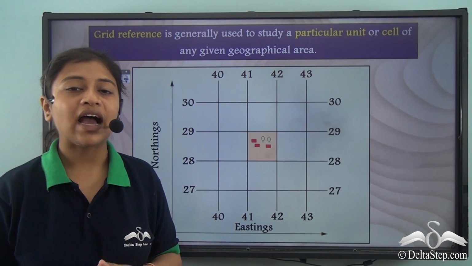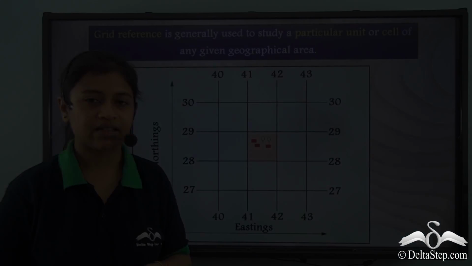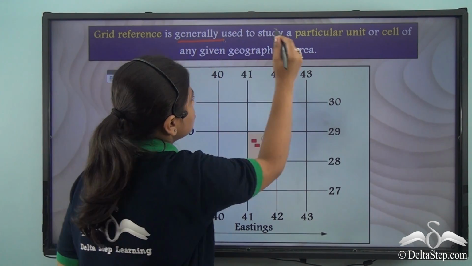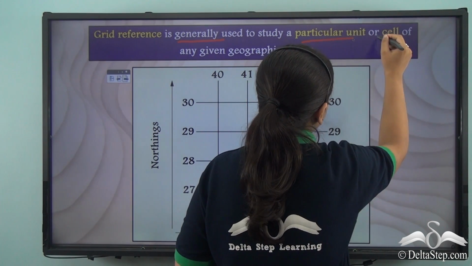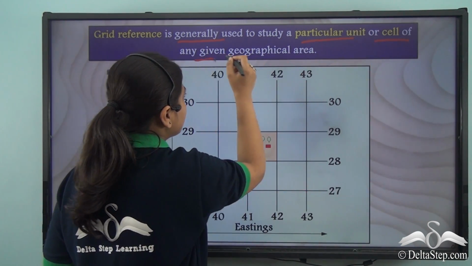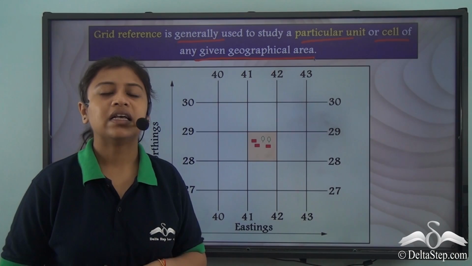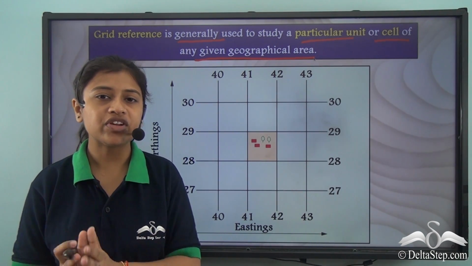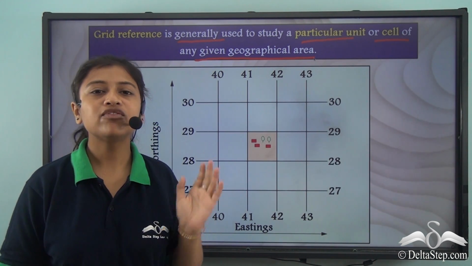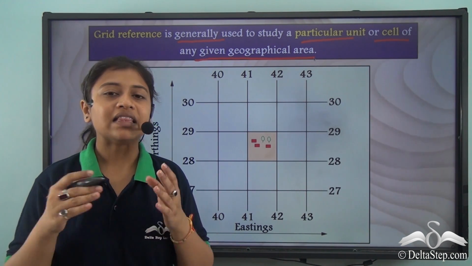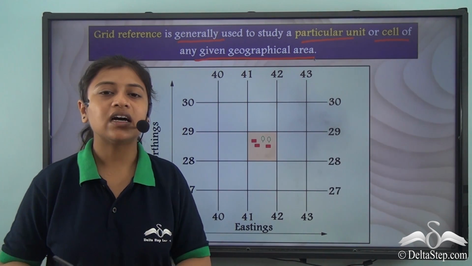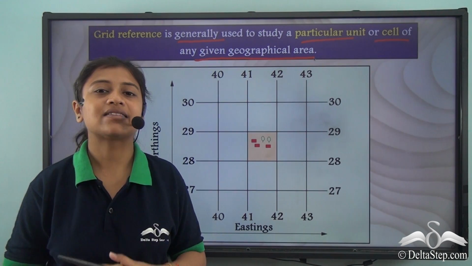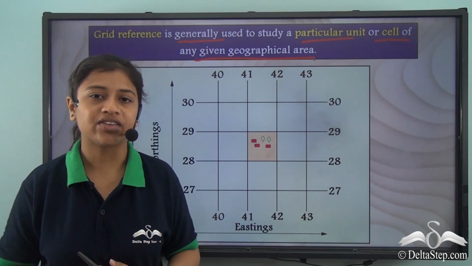So we can do that with the help of grid reference. Now what is grid reference? Well, grid reference is generally used to study a particular unit or cell of any given geographical area. Say for example, we have to study a particular area of a region, and we do that with the help of topographical map. Now in that map we want to locate a particular settlement or a particular natural formation that is present on that area.